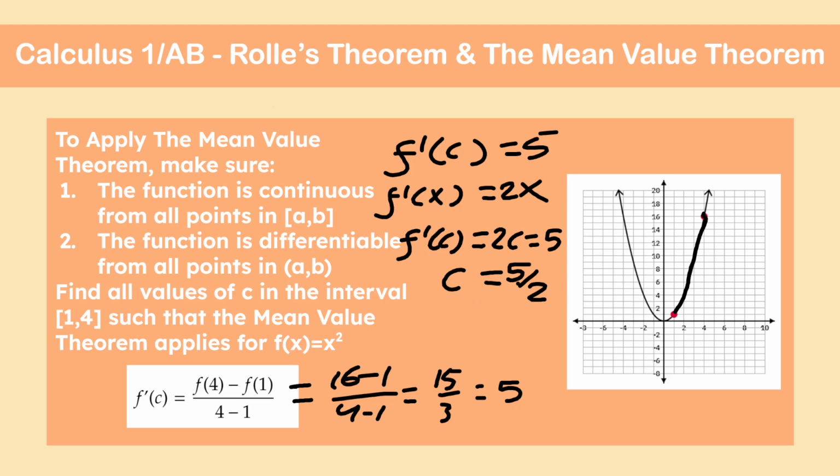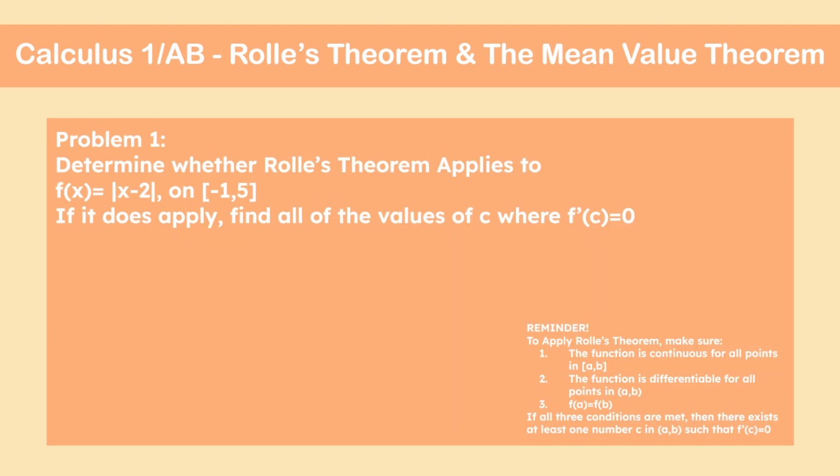and at x equals 5 over 2, so that's 2.5 around here, the tangent line will be parallel to the secant line. It can't really be seen here because of the width of the pen, but those two lines are parallel to each other. Okay, so now let's do some practice problems.